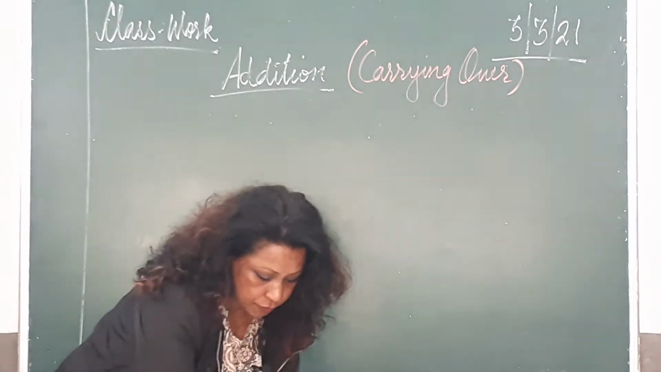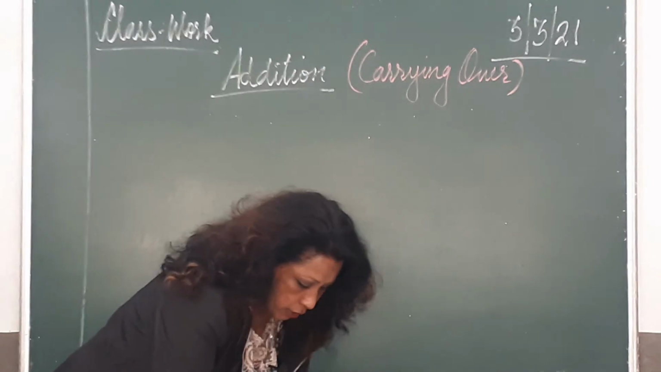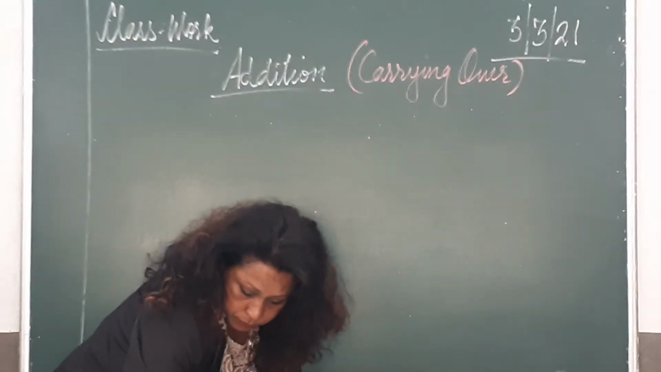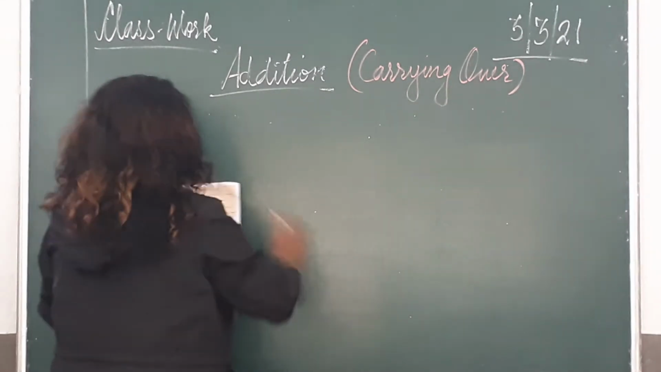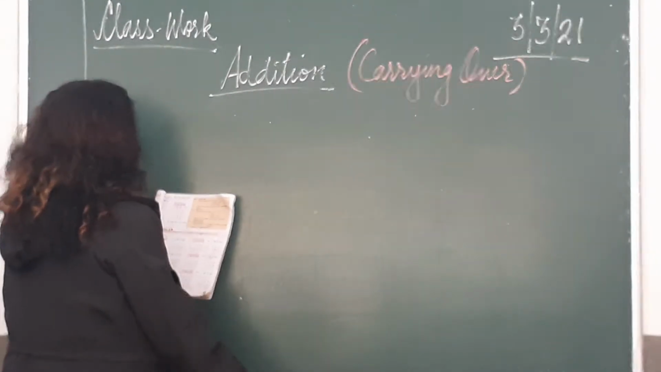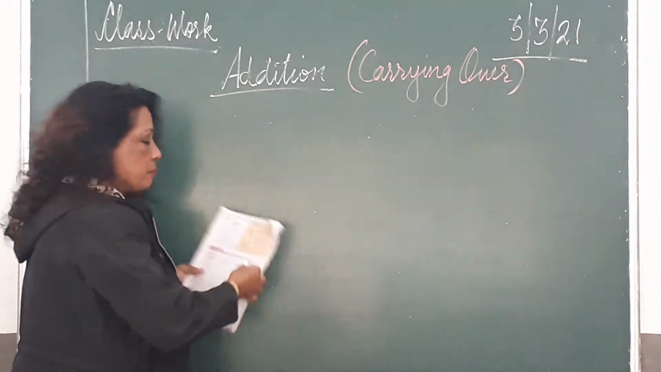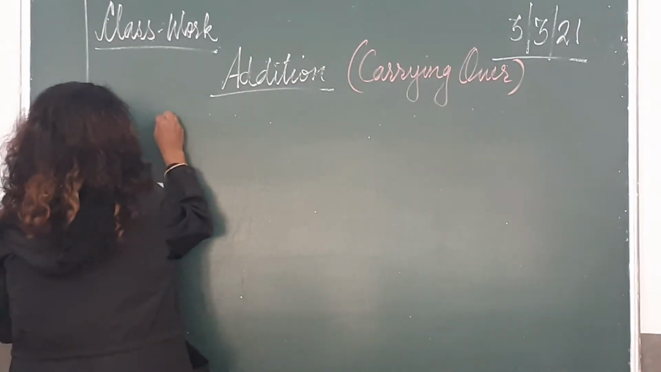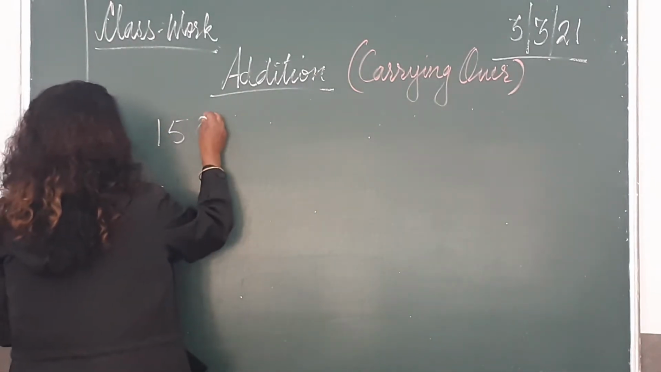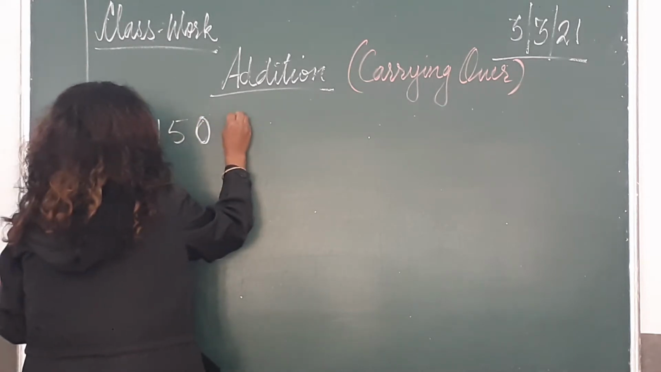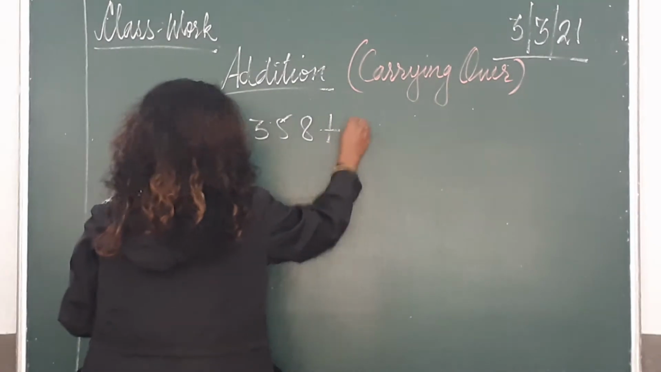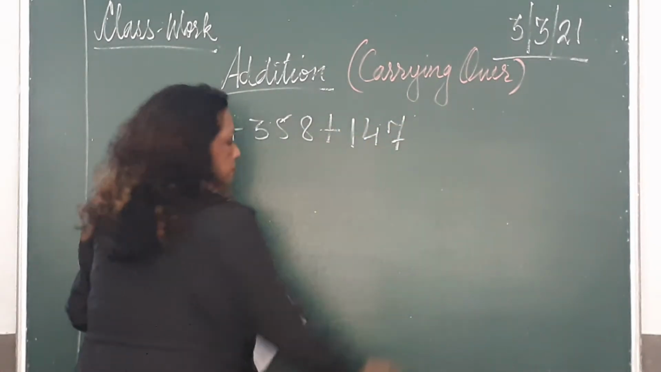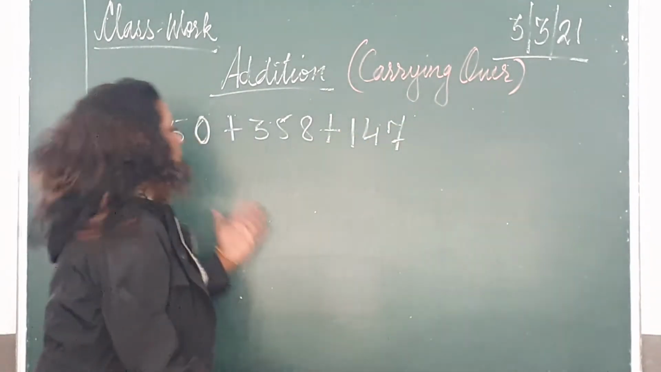Let me do one sum from the book. It will be easy for you. We can do it with 3 numbers also. Let's try with 3 numbers, okay? 150 plus 358 plus 147. Okay, these are the numbers.